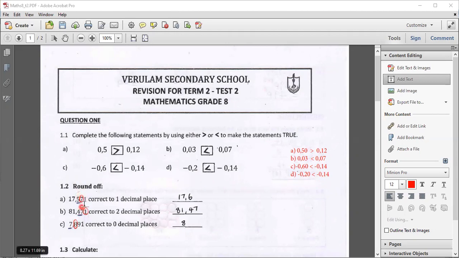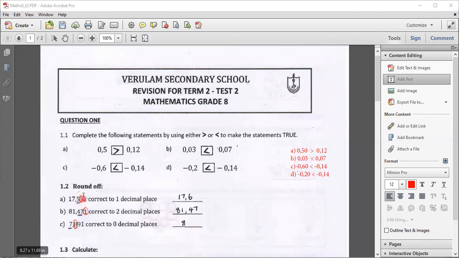1.2, we need to round off correct to 1 decimal place. So 1 decimal place means 17,5. So I have ringed 7. And the reason for ringing 7 is this is going to be used to determine whether it will remain as 5 or should we round it off to the next number.